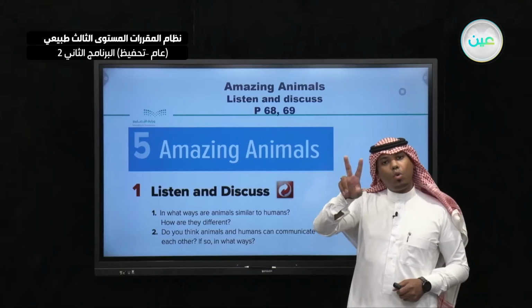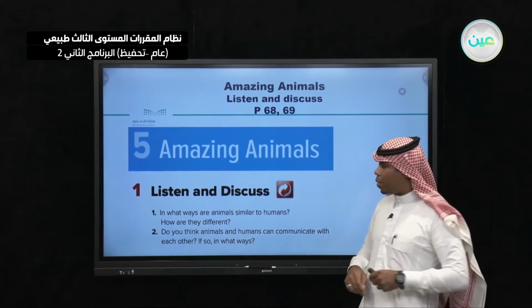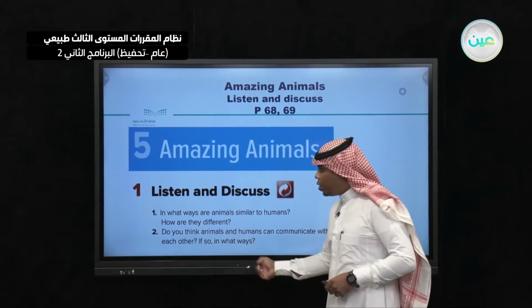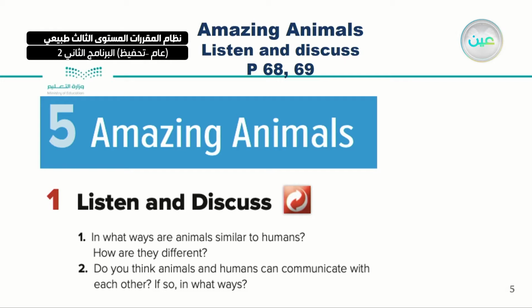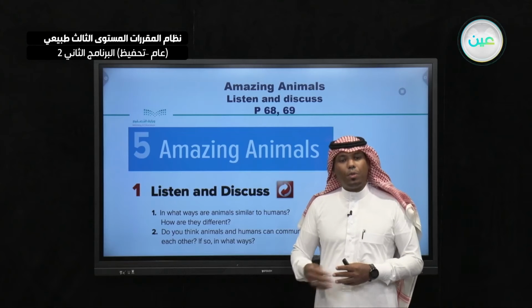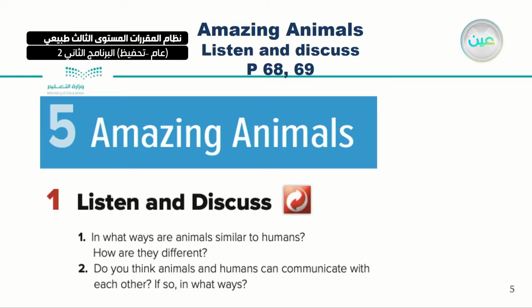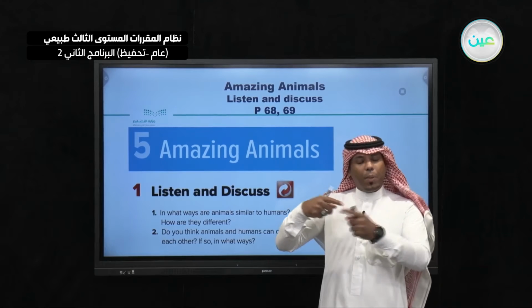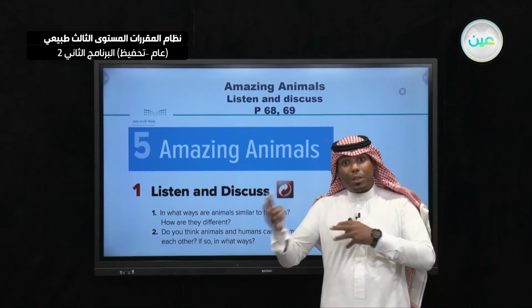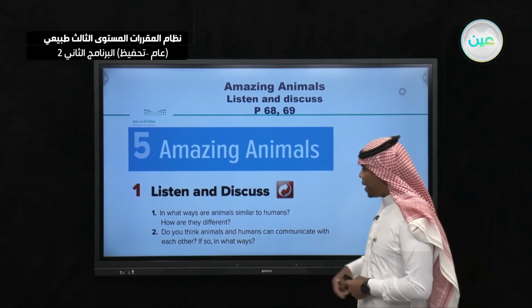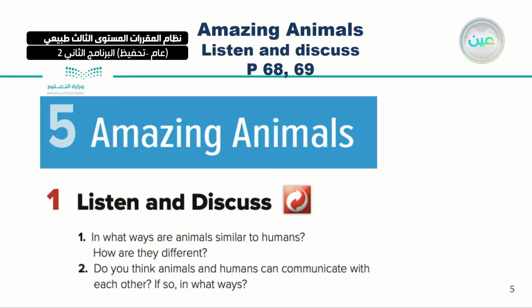So now we have two important questions before we start our lesson. The first one: in what ways are animals similar to humans? And how are they different? In behavior, attitude, or something like that. Nice. And do you think animals and humans can communicate? What does it mean to communicate? It means, for example, to speak a language or sometimes to understand each other in some way. If so, in what ways?